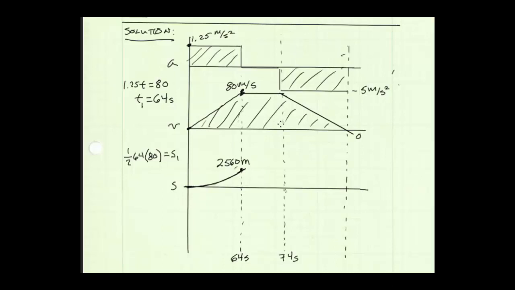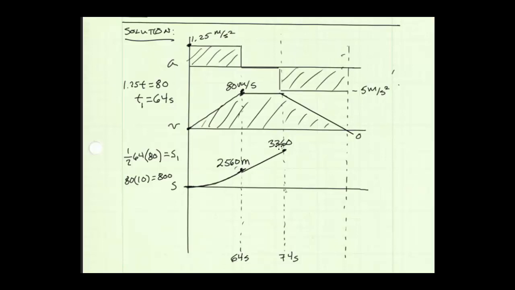I'm at 800 meters. That would be the area of this piece. So we'll just write it in here: 80 times 10 seconds equals 800. And we add that to our 2,560. And that will give me a position of 3,360 meters. And we have a constant velocity, so that means that we will have a constant slope from this point to there.